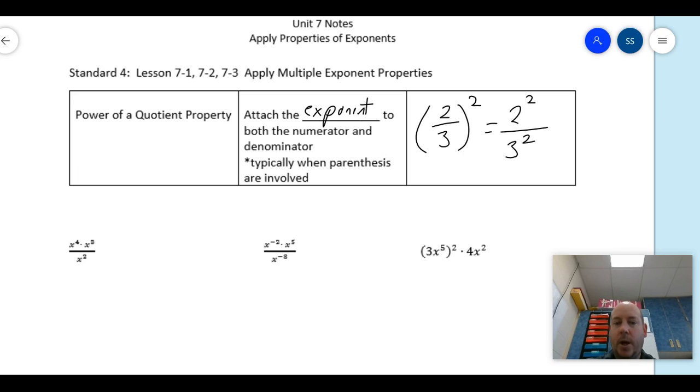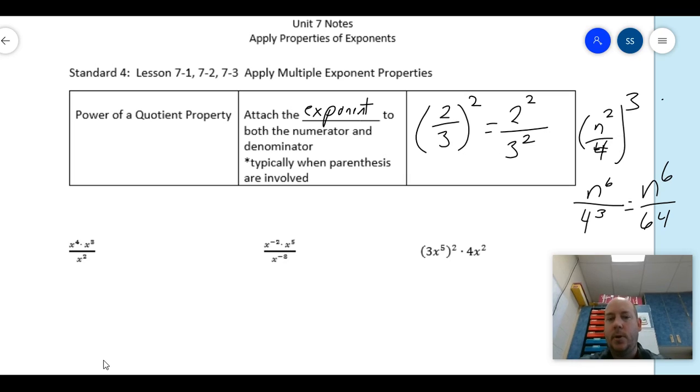Okay. Or I might have something like n squared over 4, and I did that to the third power, right? So I do n squared to the third power. And again, our rule there, since it's power of a power, is we multiply. So that'd be n to the 6th over 4 to the third, right? So we're attaching that exponent to both the numerator and the denominator. And I could simplify that down to n to the 6th over 64, okay?